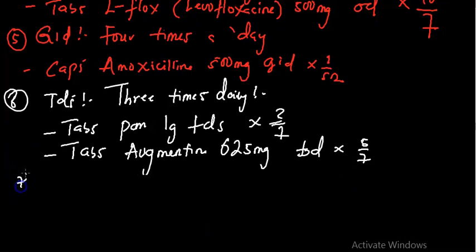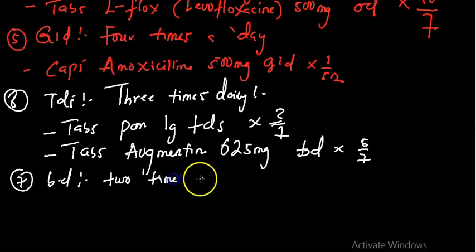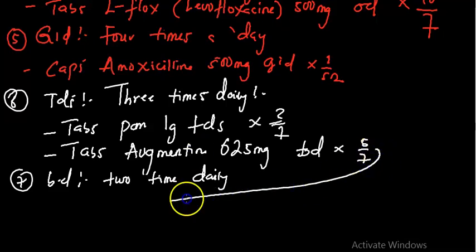Number 7. What about BD? This simply means 2 times daily. An example of drugs, in this case, augmentin 625 milligrams is also BD.